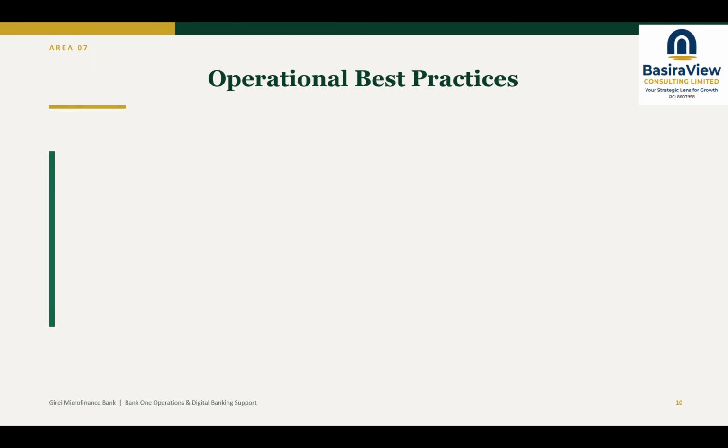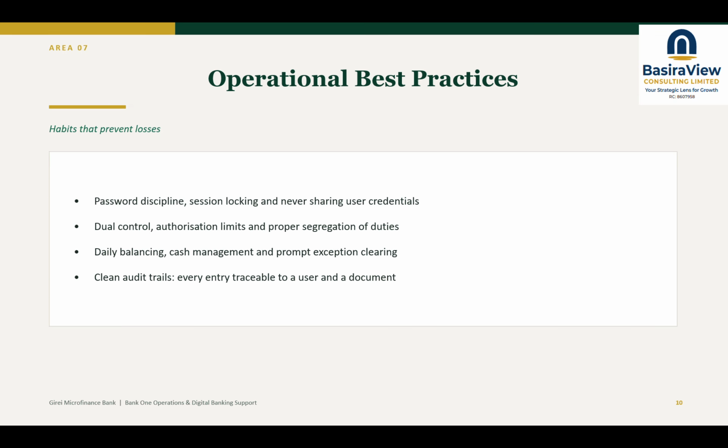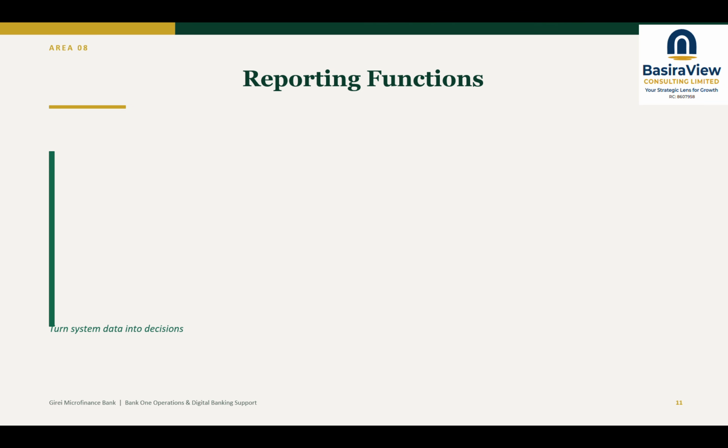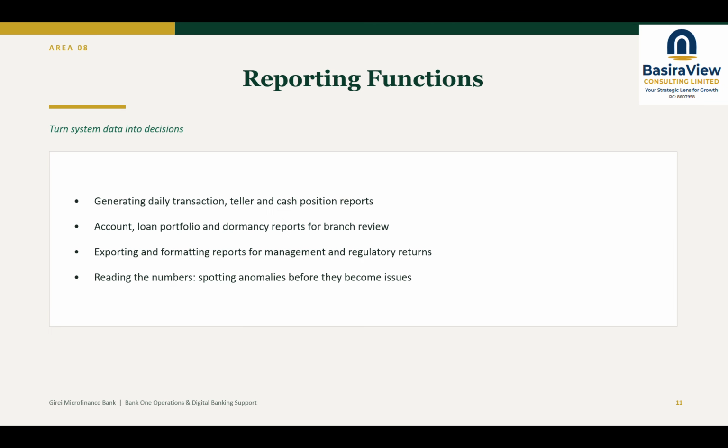Operational best practices. On operational best practices, these are habits that prevent losses. Password discipline, dual control, authorization limits, daily balancing of cash, payments, and prompt exceptions clearing, clean audit trail. So all these are operational best practices, talking of data security, system authorization, daily balancing, clear audit trail.